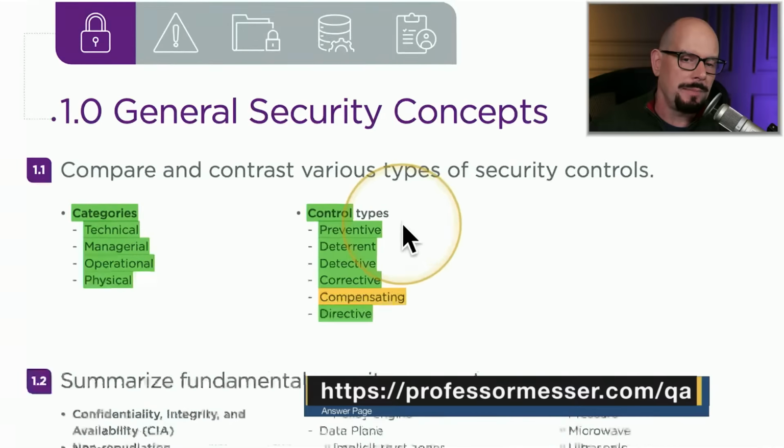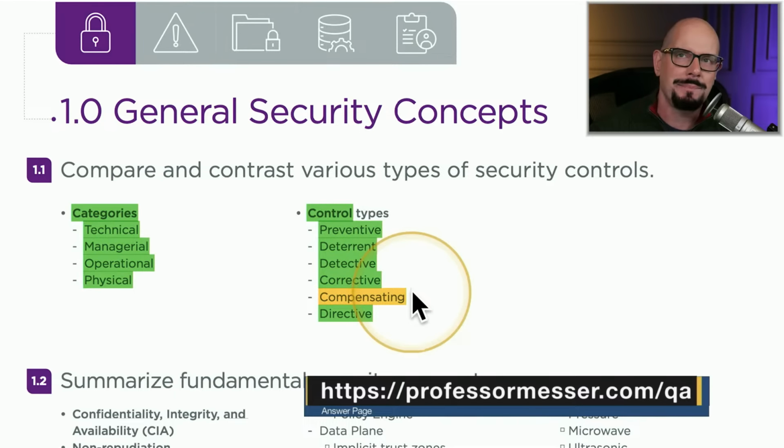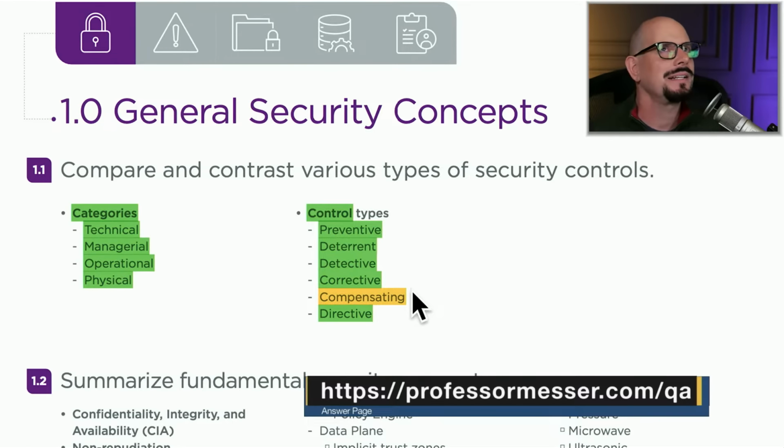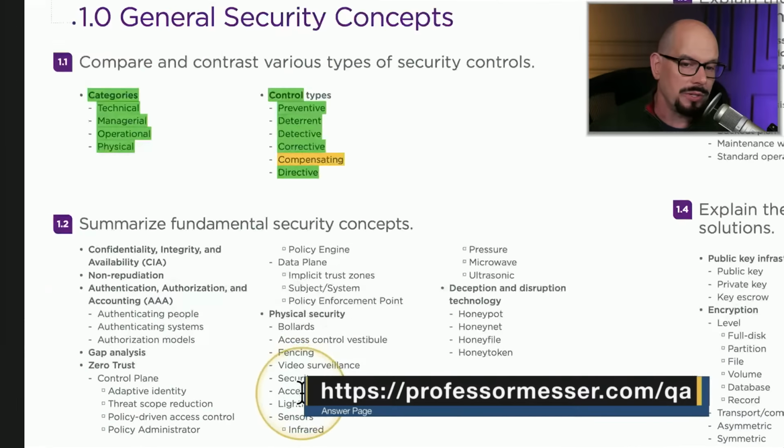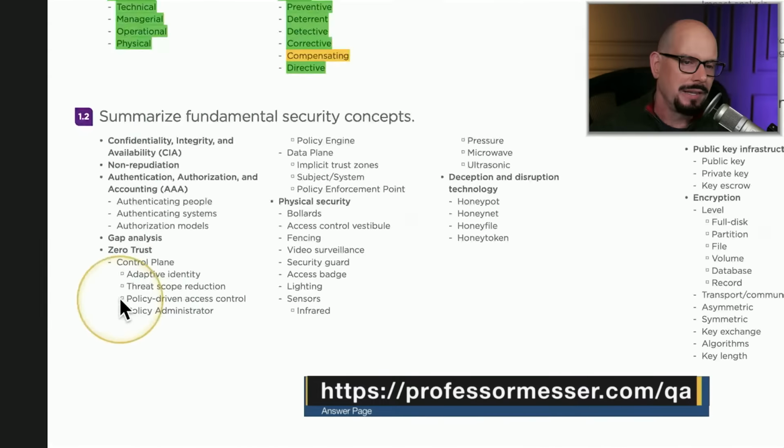Then the control types, maybe you know preventive, maybe you know deterrent, but maybe I don't remember compensating that well. What does compensating do? Let me write that one in. Let me circle it. Let me mark it in yellow because I'm not completely sure about it. Or you might go through this list and think, let's change my annotation here to be a different color. We'll change it to be this color.